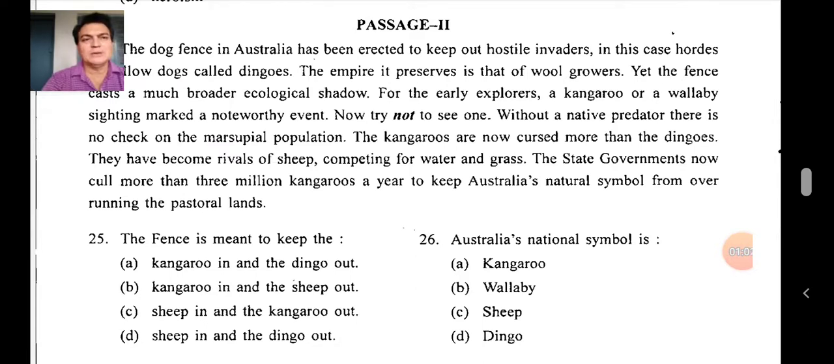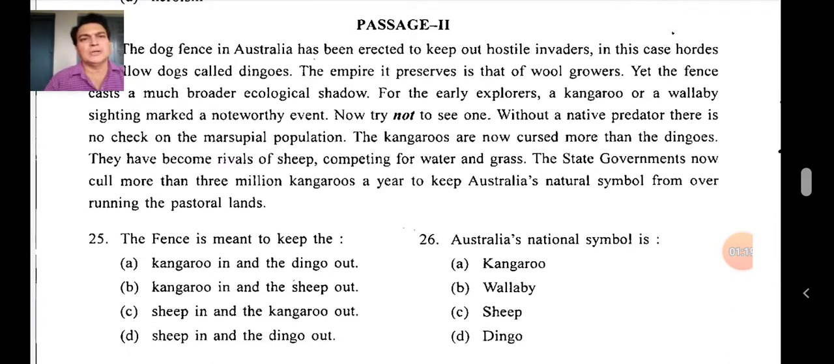So passage number 2. At first, let's read the passage and let's try to understand the passage. Remember, it's a comprehension passage question. So let's understand this comprehension passage.